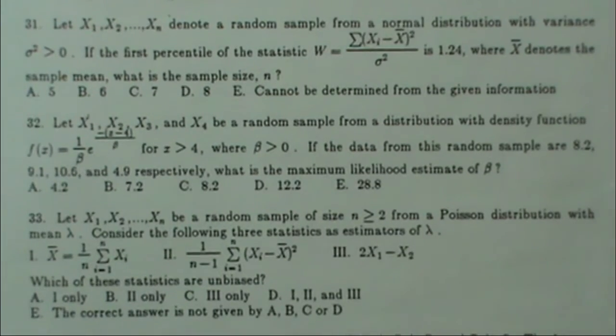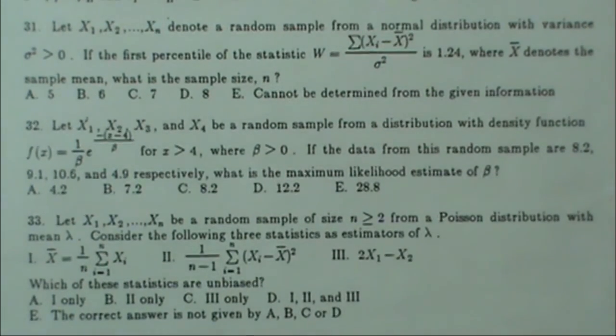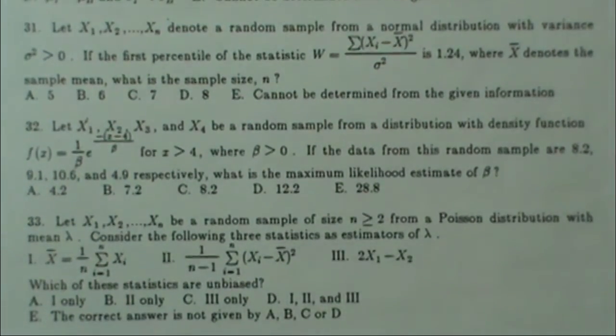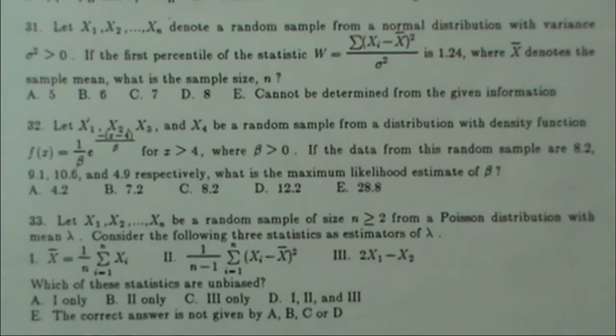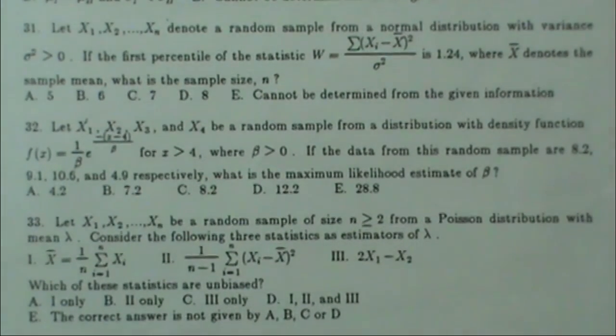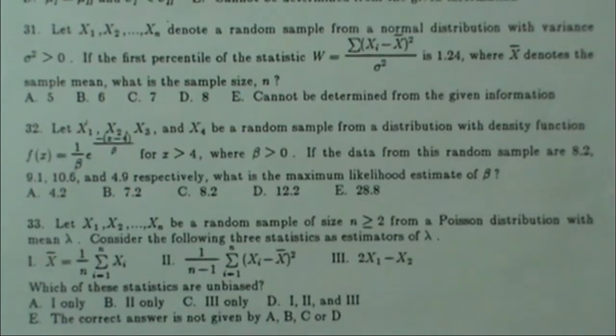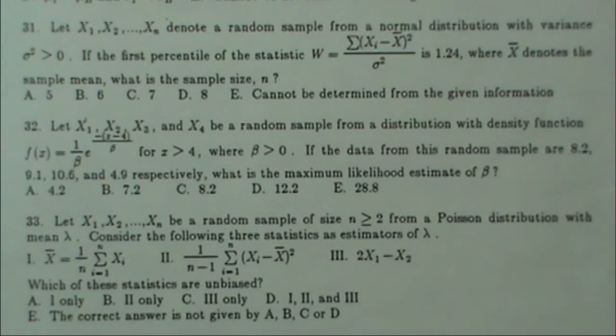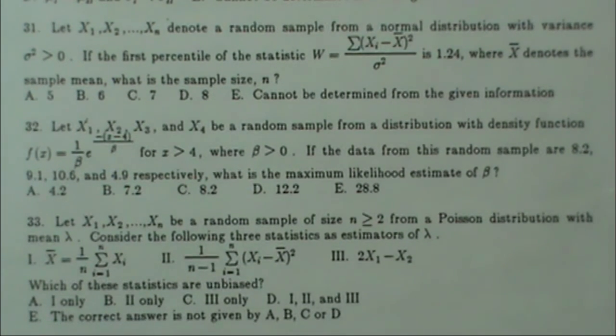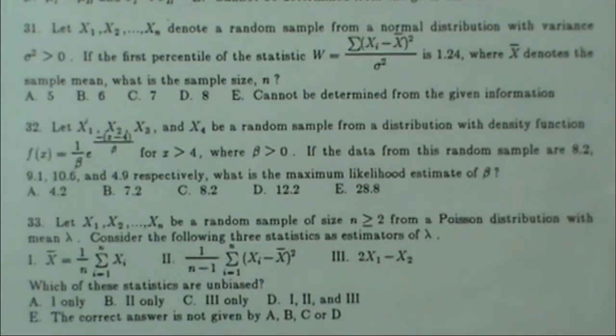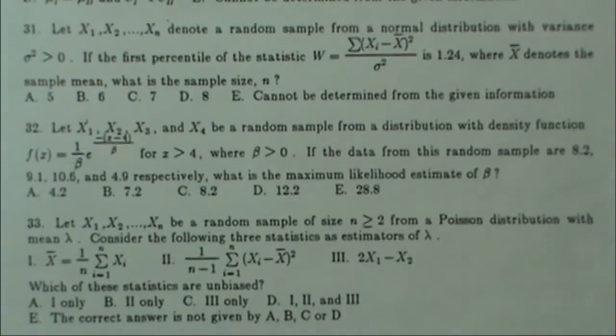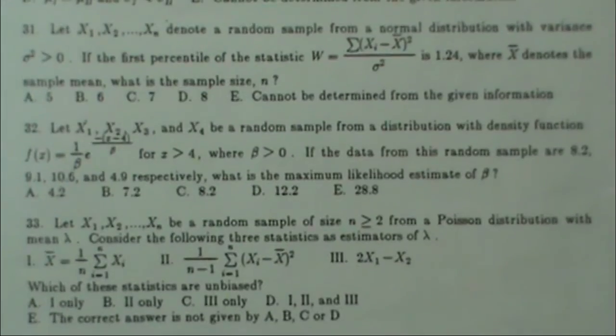Number 32, let x1 through x4 be a random sample from a distribution with density f of x given beta, for x greater than 4, where beta is greater than 0. If the data from this random sample are 8.2, 9.1, 10.6, and 4.9 respectively, what is the maximum likelihood estimator of beta?